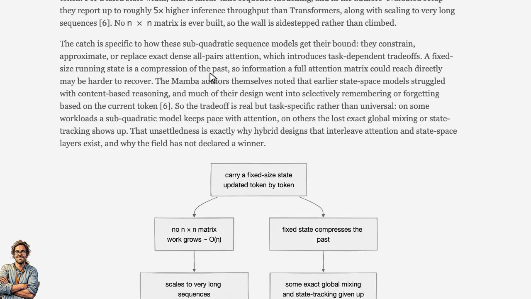So are state space models strictly better? Should you just switch? No. And the post deliberately does not say so. A fixed size state compresses the past, so information a full attention matrix could reach directly can be harder to recover. Whether the linear time win is worth it is task dependent, which is exactly why hybrid designs interleave both kinds of layers and why the field has not crowned a winner.